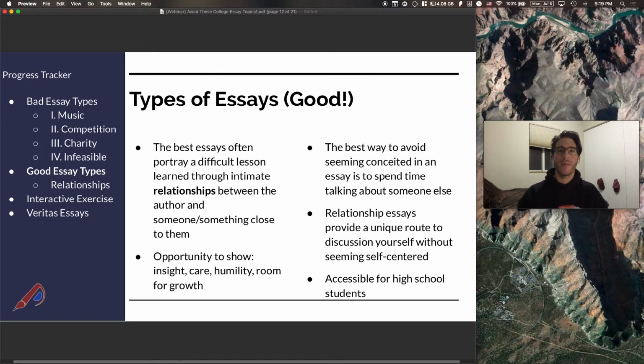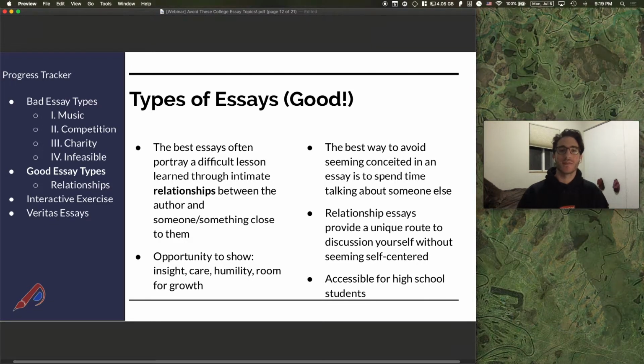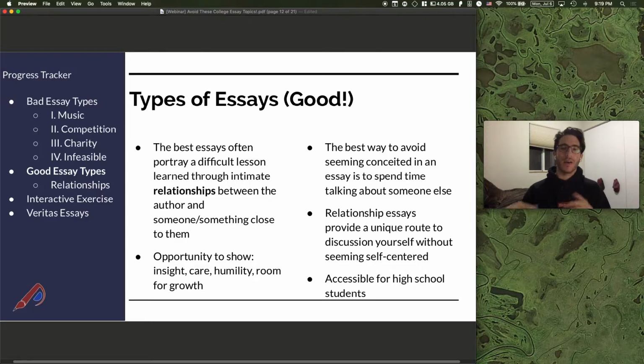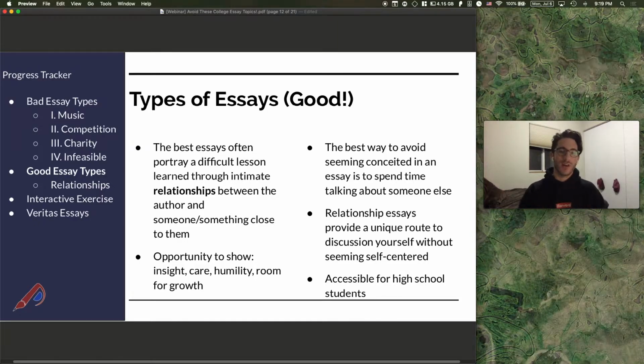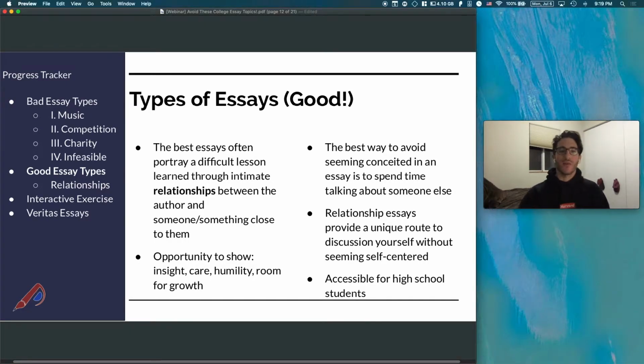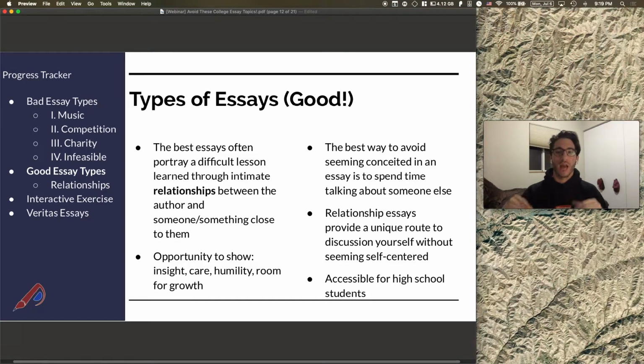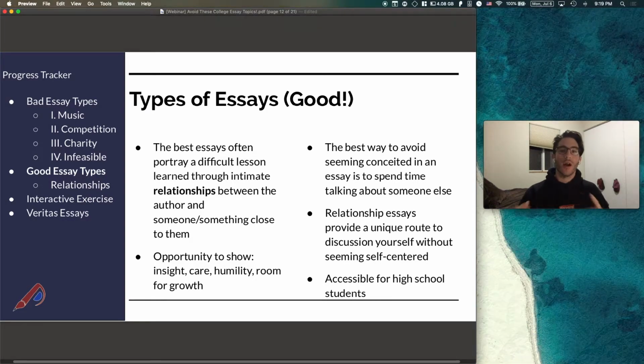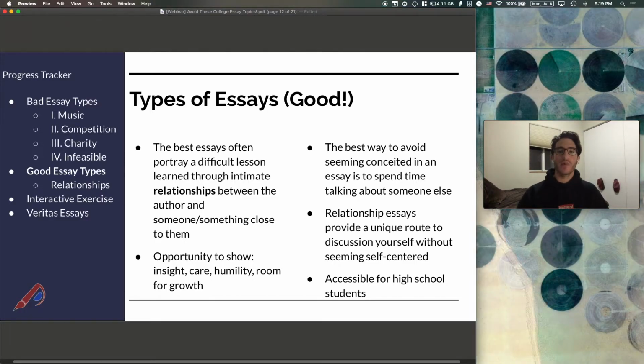First, the best way to avoid seeming conceited in an essay is to spend time talking about someone else. And the notion that by talking about others you're failing to talk about yourself is false. In describing others and the actions of others, you can reveal a lot about yourself, the world you inhabit, your passions and aspirations, the things that make you tick, and the qualities in people that you respect or fear or idolize. Thus, relationship essays present an incredible opportunity to talk about yourself while really talking about someone else.